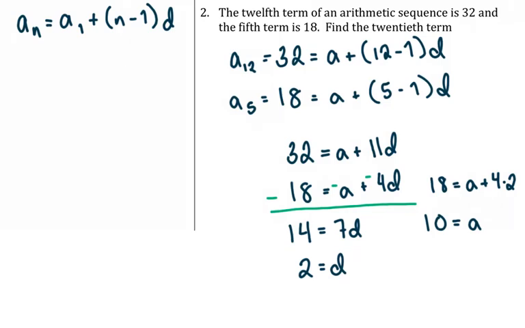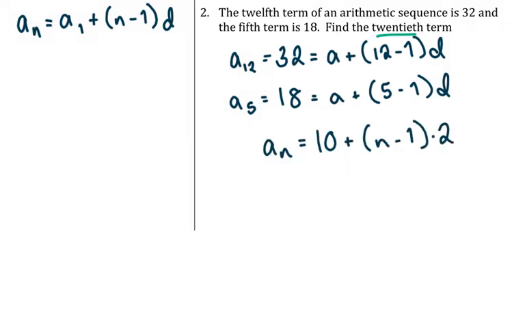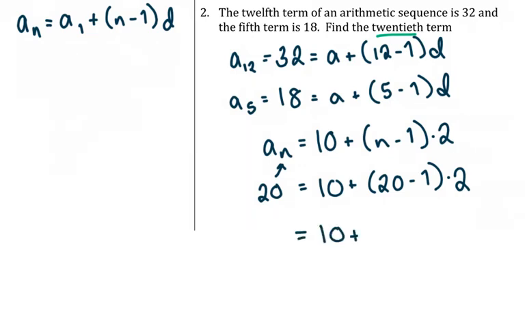So now we know our first term, and we know our common difference, and we've got our formula to find the 20th term. So here we have our first term 10 and our common difference 2 plugged in. And since we want to find the 20th term, we're just going to plug in 20 for n. So 10 plus 20 minus 1 times 2, which is 10 plus 19 times 2, 10 plus 38. So our 20th term is 48.